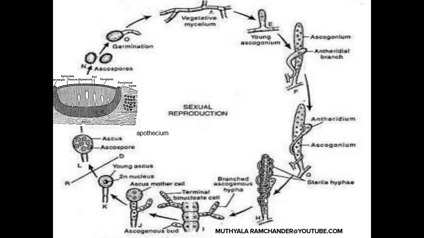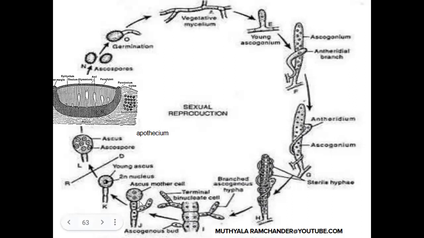In each cell, 2 nuclei are present. Each cell produces a lateral filament. The lateral filaments are called ascogenous filaments. Ascogenous filaments also contain 2 nuclei in each cell.